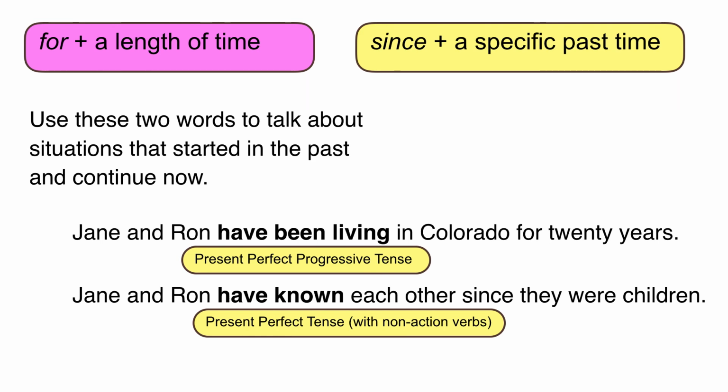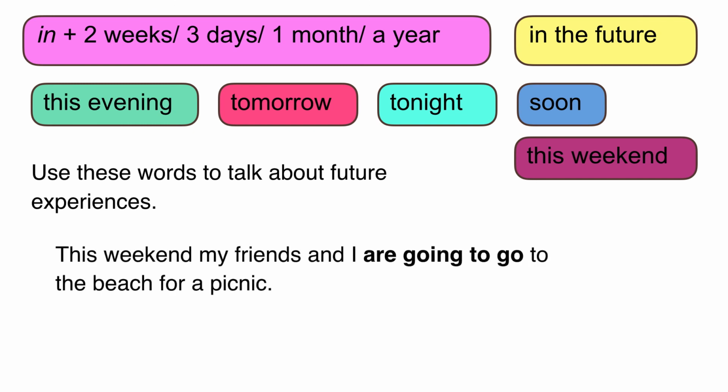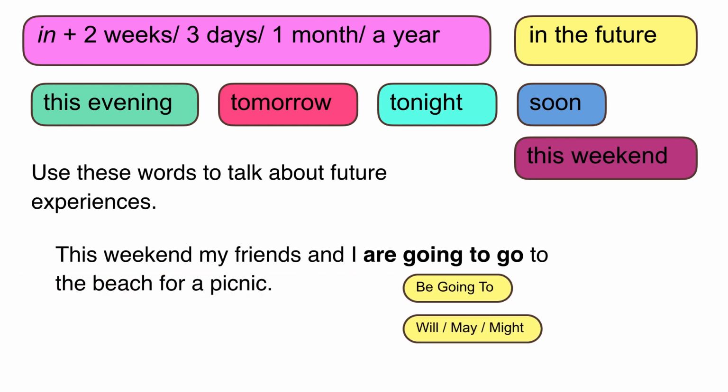Finally, when we want to talk about the future, we can use expressions like these. In 2 weeks, in 1 month, in the future, this evening, tomorrow, tonight, soon, this weekend. For example, this weekend, my friends and I are going to go to the beach for a picnic. Here we use be going to, but we can also use will, may, and might.